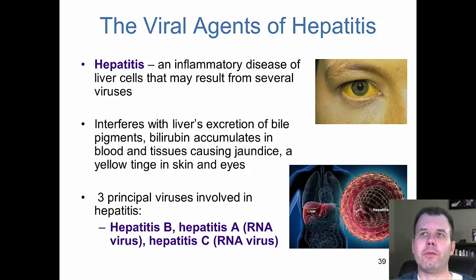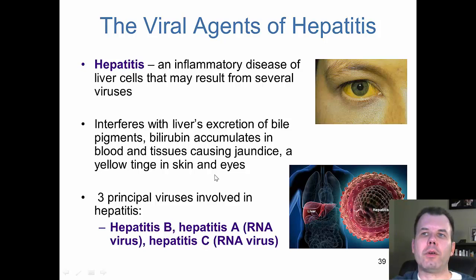But hepatitis is an inflammatory disease of liver cells that may result from several different viruses. It interferes with the liver's excretion of bile pigments, and bilirubin accumulates in the blood and tissues, causing jaundice. And so you know when someone has a problem with their liver when you start to see the yellowing of their skin, and especially in the whites of their eyes. If you see yellowing in there, that means they're having some kind of liver dysfunction because the bilirubin is not getting processed properly and it's now getting into the blood, and now you're starting to see that either in the skin or especially in the eyes.